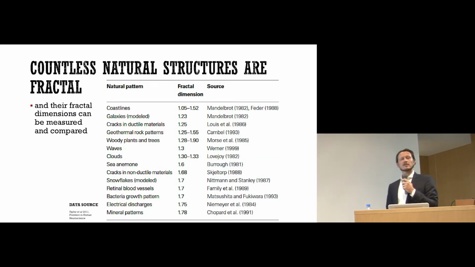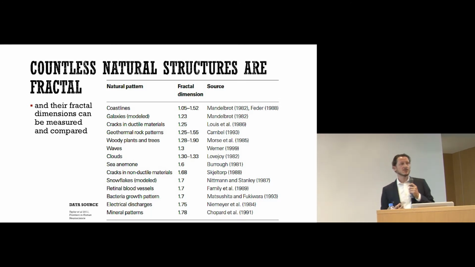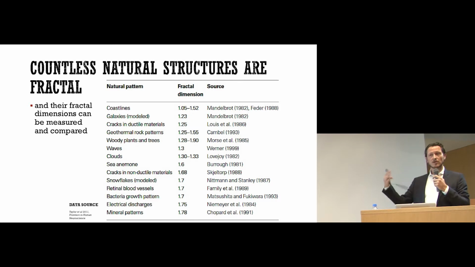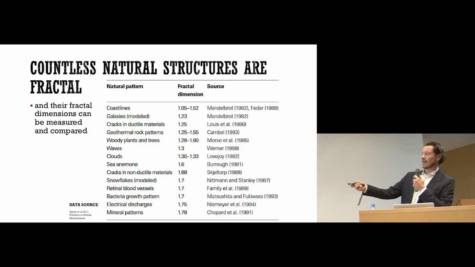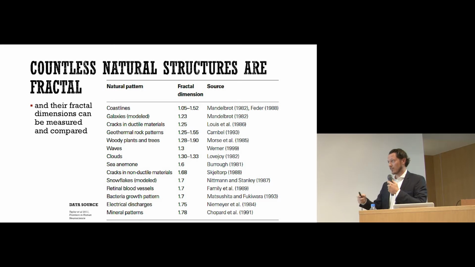But in fact, as I mentioned in the beginning, almost everything we see in nature is fractal in some way or another, in different levels of complexity. And here are a bunch of things. So coastlines at the top, galaxies, that's a cool one. What else do we want to look at? Trees and plants, waves and clouds. Sea anemones, that's a good one. Down here, the way bacteria grow, electrical discharges. So many structures in nature are fractal.